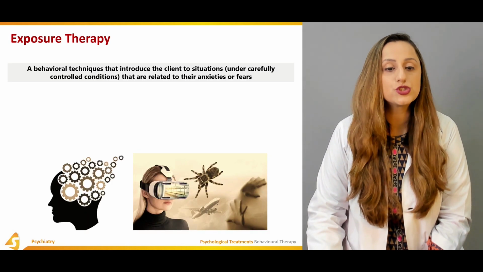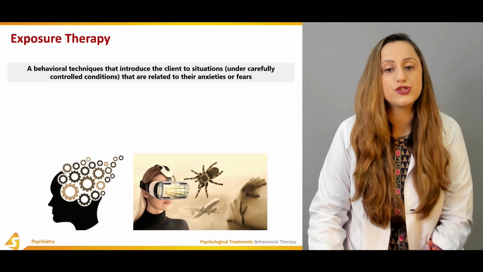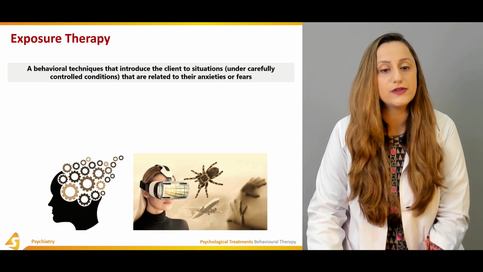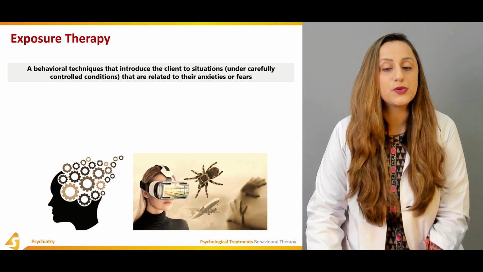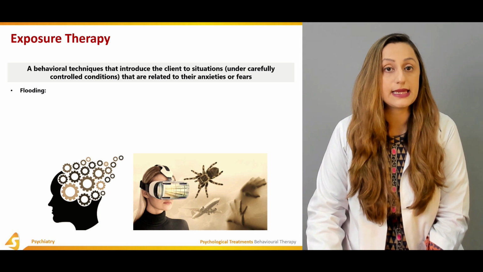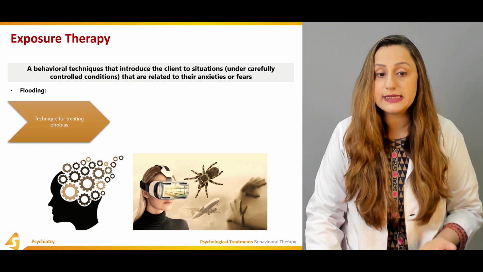Then we have exposure therapy, a behavioral technique that introduces clients to situations, under carefully controlled conditions, that are related to their anxiety or fears. It can be a technique of flooding, which we can talk about.